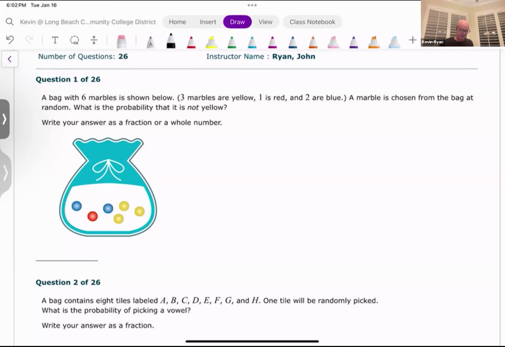But let's get started. A bag with 6 marbles is shown below. 3 marbles are yellow, 1 is red, 2 are blue. A marble is chosen from the bag at random. What is the probability that it is not yellow?